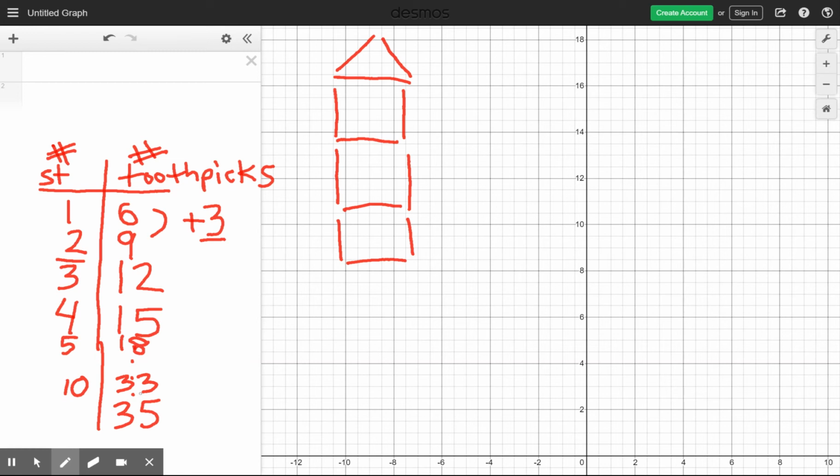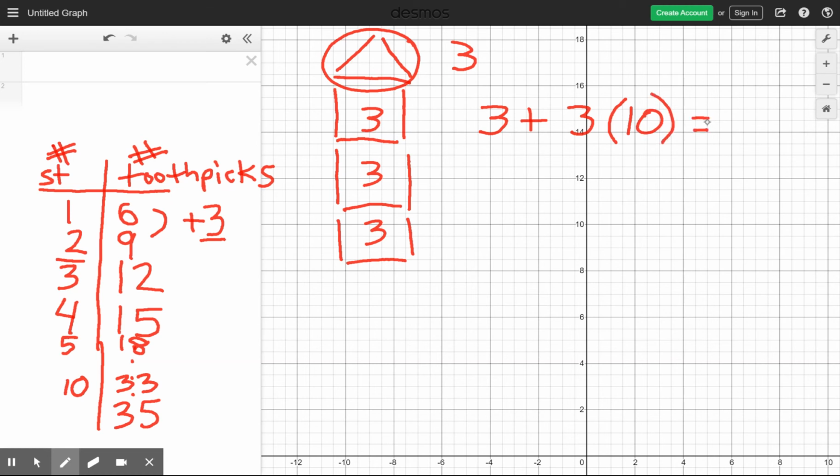Do you notice that at the very beginning we have a roof with 3 toothpicks, and then each new story is 3 more toothpicks? So we could take 3 for the roof plus however many stories there are times 3 toothpicks. So we could say 3 times 10 for the 10th story, and that gives us 33 toothpicks.